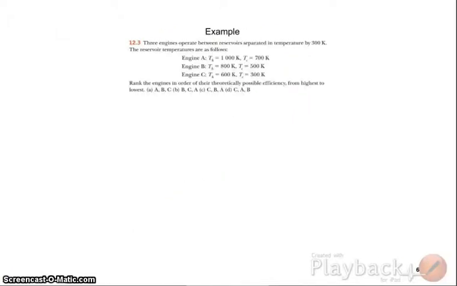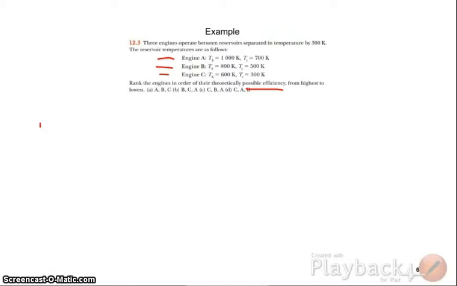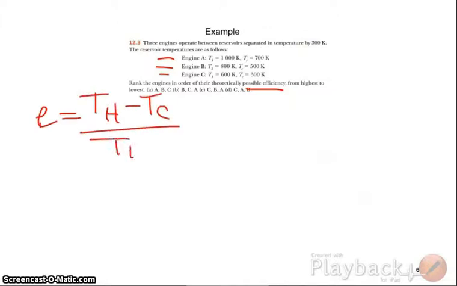Though they have gotten pretty close to it. Let's look at an example. Three engines operate between reservoirs separated in temperature by 300 Kelvin. The reservoir temperatures are as follows. So we have our hot and our cold temperature. Let's rank them in order of their possible efficiency. Well, efficiency equals hot minus cold divided by hot. So E equals TH minus TC divided by TH. So let's try it for each of them.